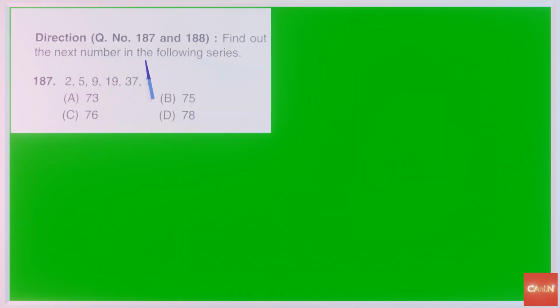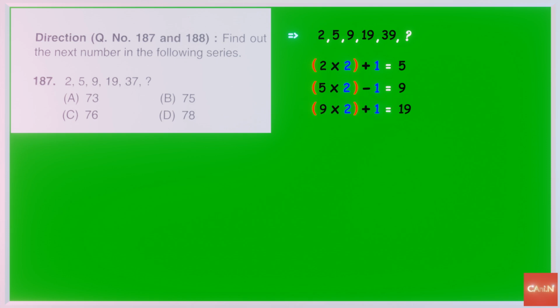Find out the next number in the following series. Here 2 into 2 plus 1 equals 5. 5 into 2 minus 1 equals 9. 9 into 2 plus 1 equals 19. 19 into 2 minus 1 equals 37. So 37 into 2 plus 1 equals 75. Hence, the answer is option B.